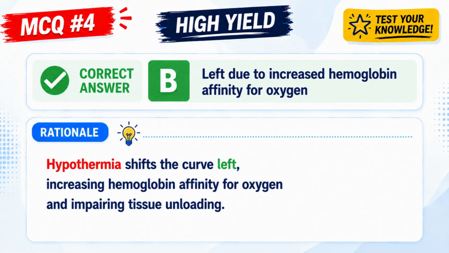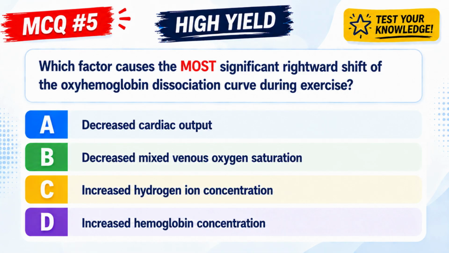Which factor causes the most significant rightward shift of the oxyhemoglobin dissociation curve during exercise? A. Decreased cardiac output. B. Decreased mixed venous oxygen saturation. C. Increased hydrogen ion concentration. D. Increased hemoglobin concentration. The answer is C.